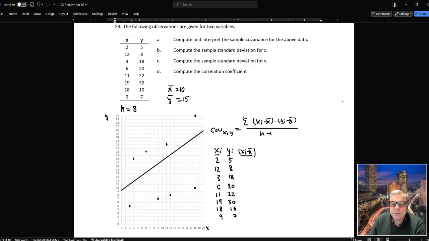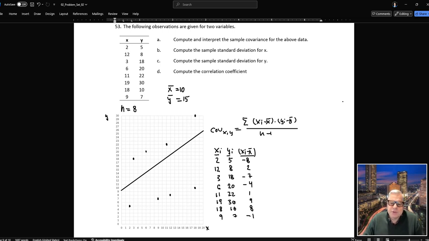Okay, so now for x we subtract from each observation the mean of 10. So 2 minus 10, negative 8. 12 minus 10, positive 2. 3 minus 10, negative 7. 6 minus 10, negative 4. 11 minus 10, 1. 19 minus 10, 9. 18 minus 10, 8. 9 minus 10, negative 1.